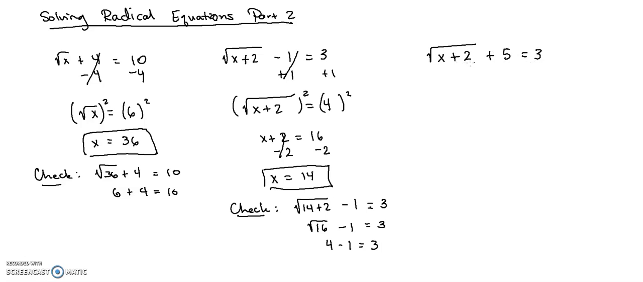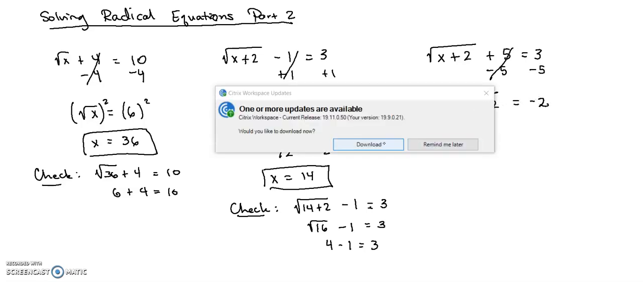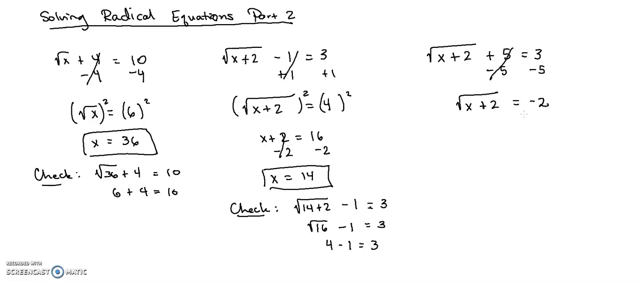Let's say that we've got square root of x plus 2, plus 5 equals 3. Same idea. We're going to get the square root by itself. And we're going to get square root of x plus 2 is equal to negative 2. Now we talked about this in the last video. Right here, when you see square root equals a negative number, that should be a huge red flag, because we can't have a square root equal to a negative number. So right there, you can stop and say this answer is not a real number. It doesn't exist.